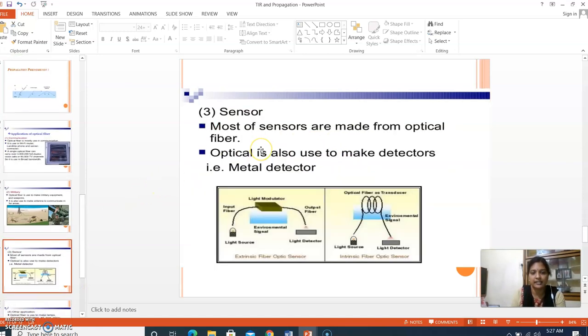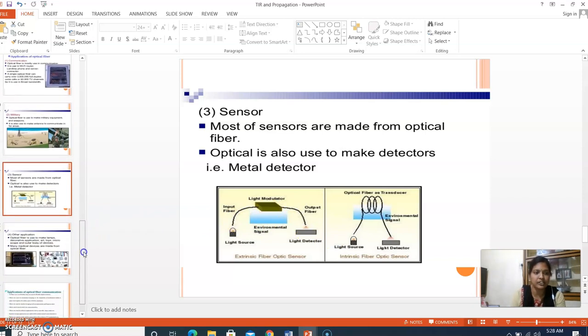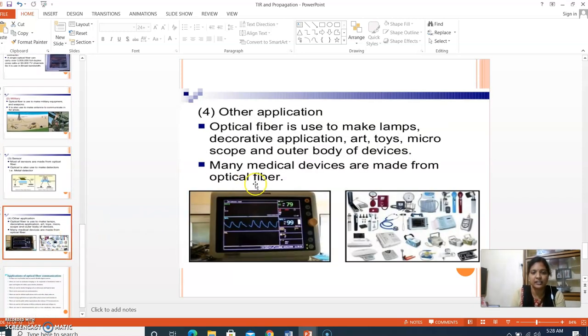The other application is sensors. Most sensors are made from optical fiber, in order to make detectors, for example a metal detector. So this is the sensor application. The other application is that optical fiber is used to make lamps, like decorative items, such as decorative lamps which we use in functions.